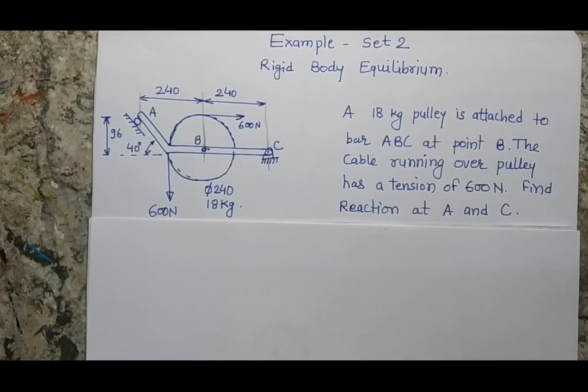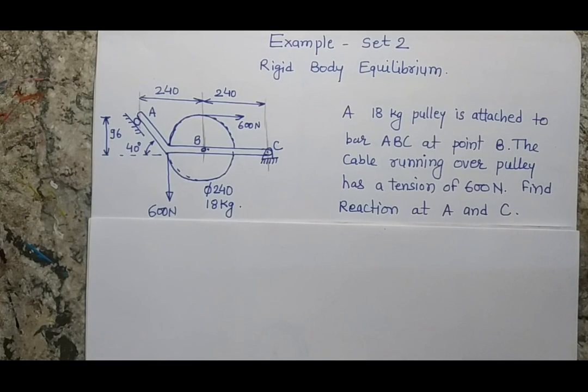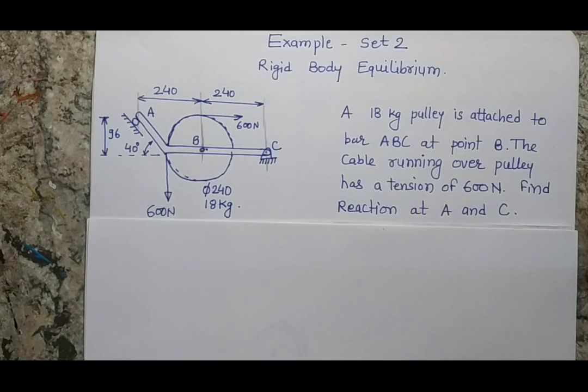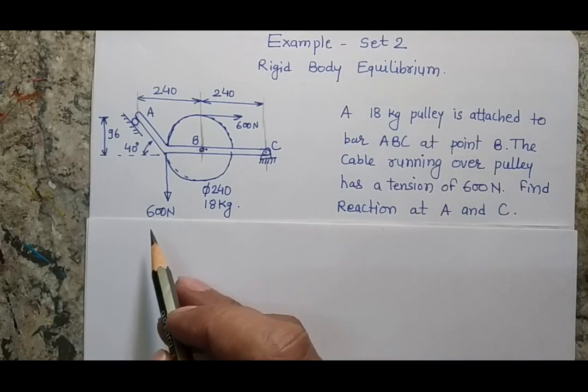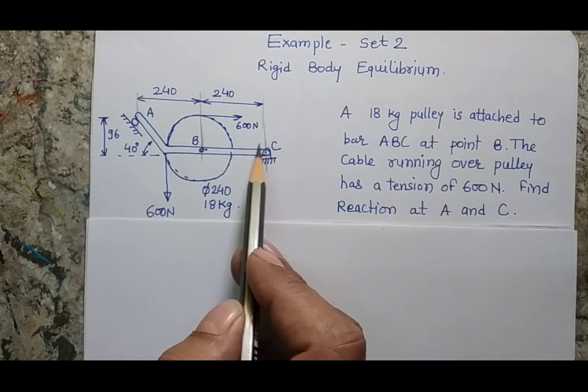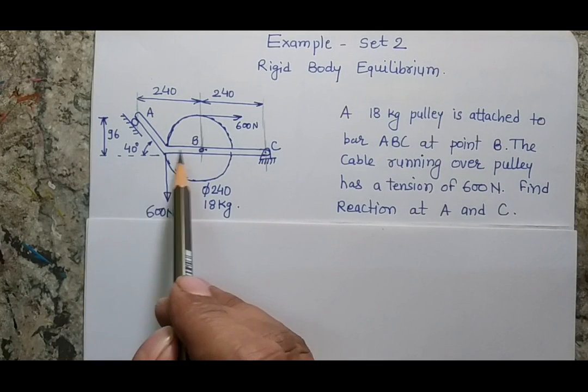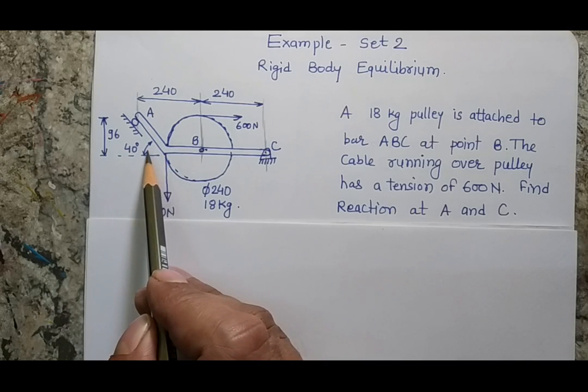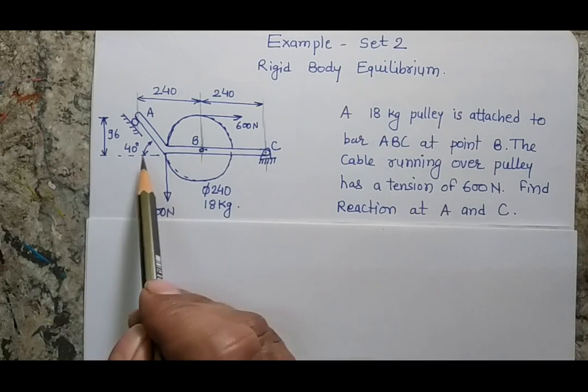Let's see some more problems of static equilibrium of a rigid body. Here I am showing a problem and a picture. In the picture we can see there is a bar ABC where the bar is bent beyond this point, having an angle of 40 degrees from the horizontal direction.